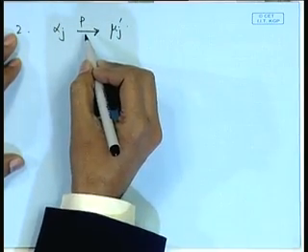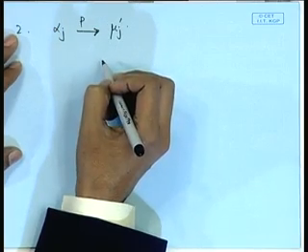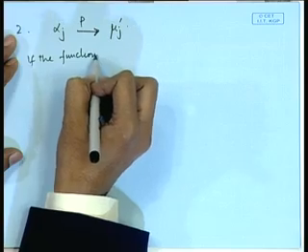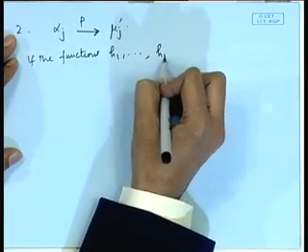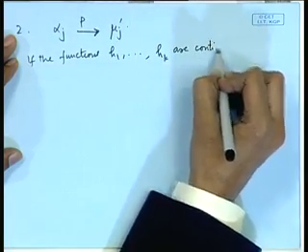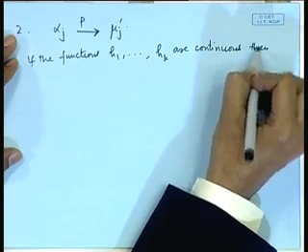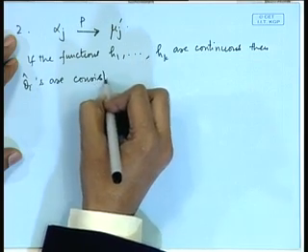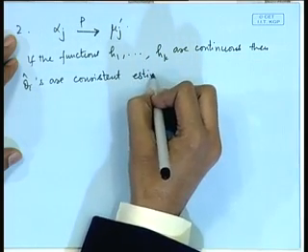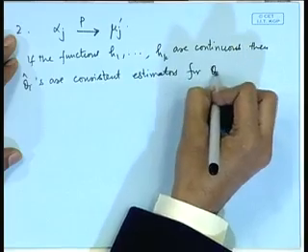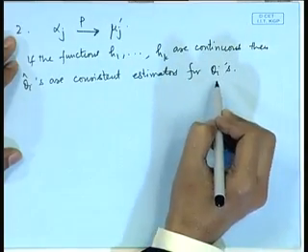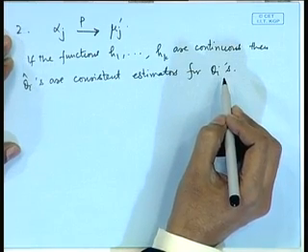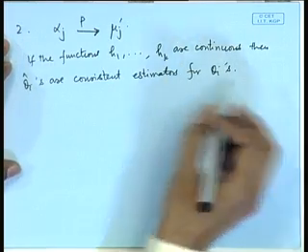By the weak law of large numbers, this convergence is valid. So, if the functions h1, h2, hk are continuous, then theta i hats are consistent estimators for theta i's. So, consistency may be true, and in most of the practical cases this may actually happen. However, unbiasedness is not guaranteed.